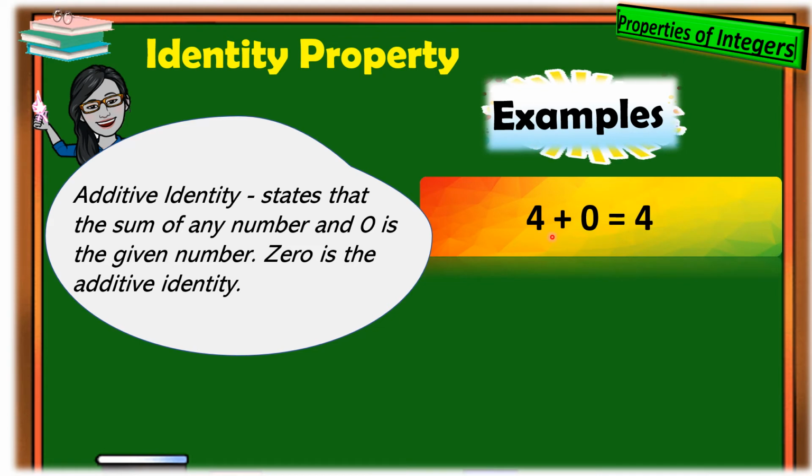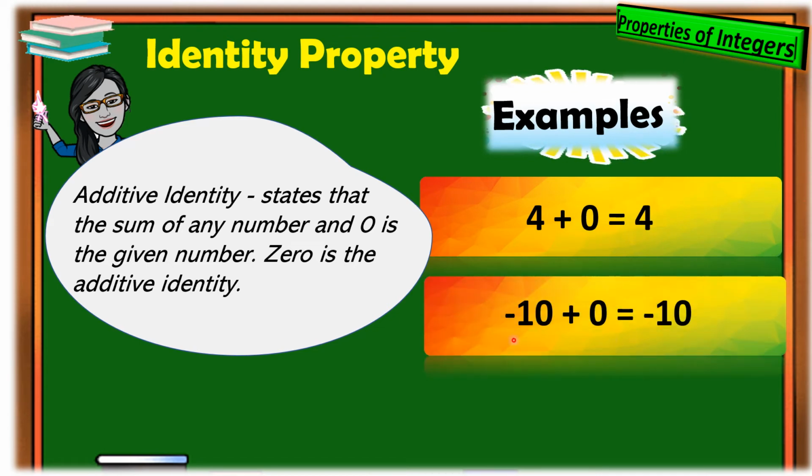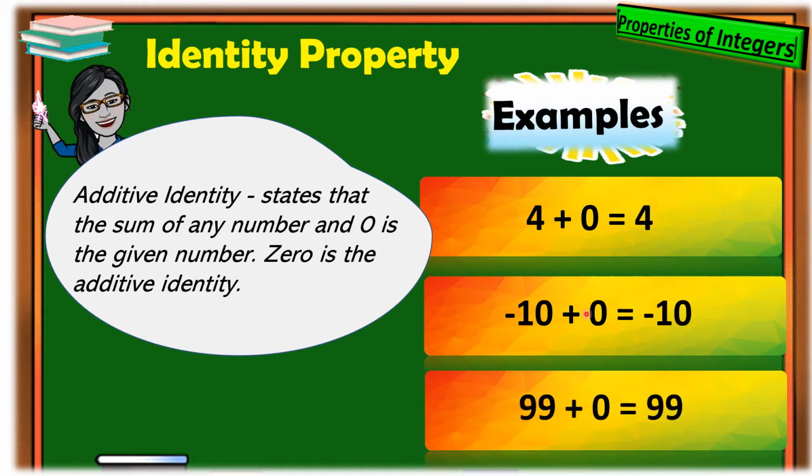So, we have 4 plus 0. The answer is 4. So, lahat ng i-add nyo kay 0, the answer is yung number. Okay? So, negative 10 plus 0, negative 10. Parang kinopya lang niya yung sarili niya, no? So, 99 plus 0 is equal to 99. See? Yung identity, yung given. Diba? Kinopya lang niya, oh. Kaya nga naging identity property. So, kung ano yung given, i-add mo sa 0, ang sagot ay given pa din.